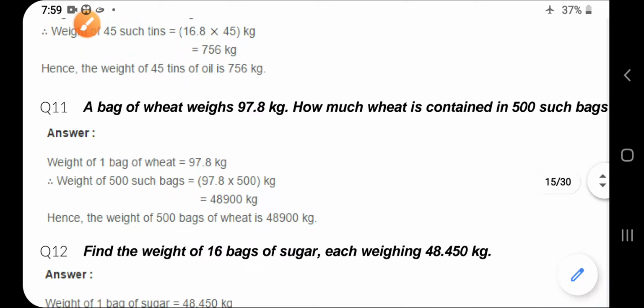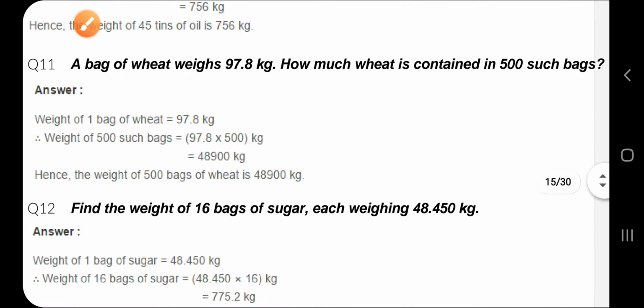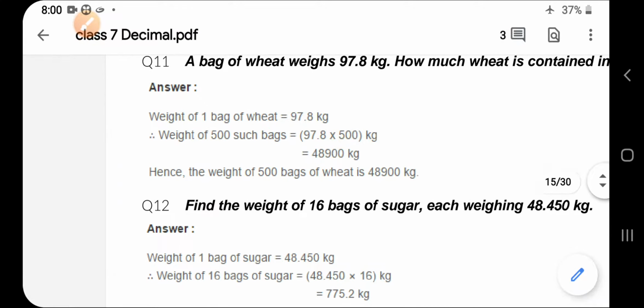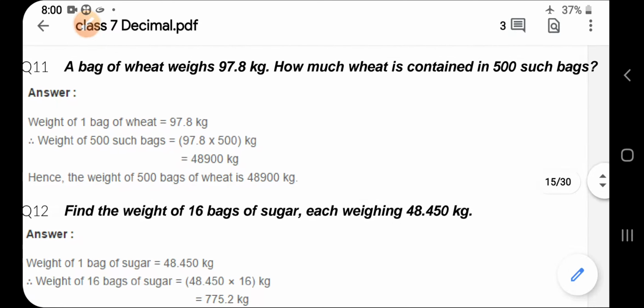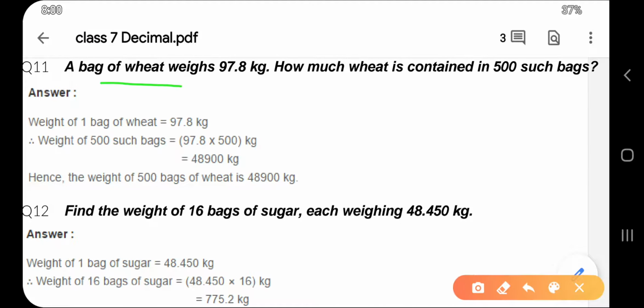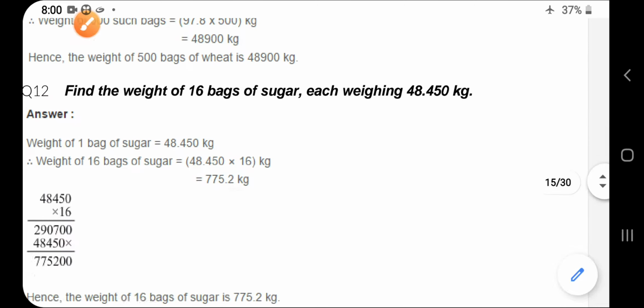In the same way, question number 11, a bag of wheat weighs this much, 97.8. So how much wheat is contained in 500 such bags? So simply the weight of one bag is this. So the weight of 500 bags is, just multiply and place the decimal in a proper way.